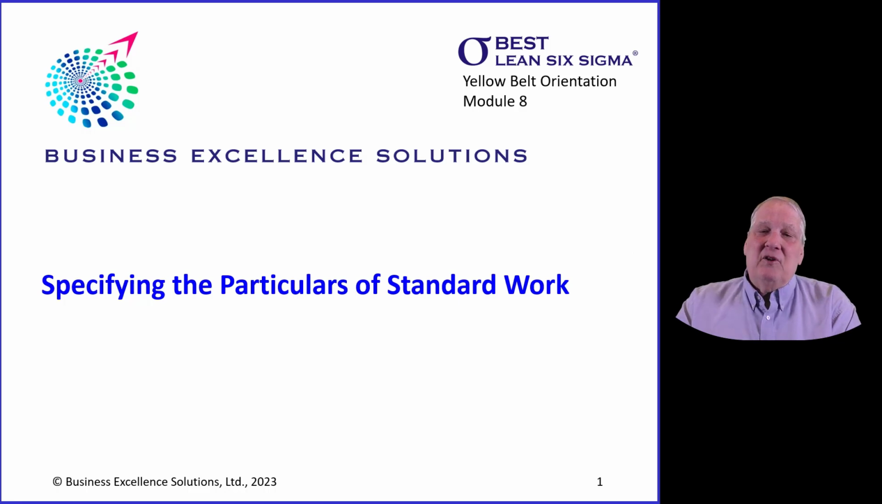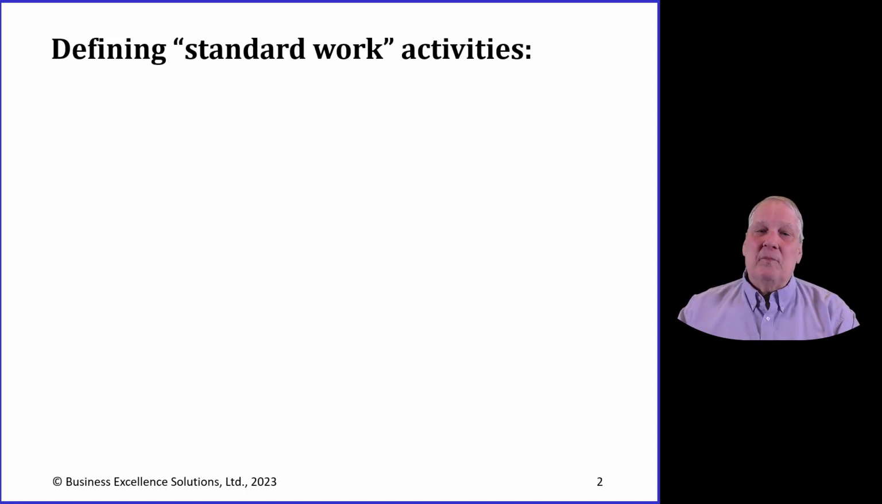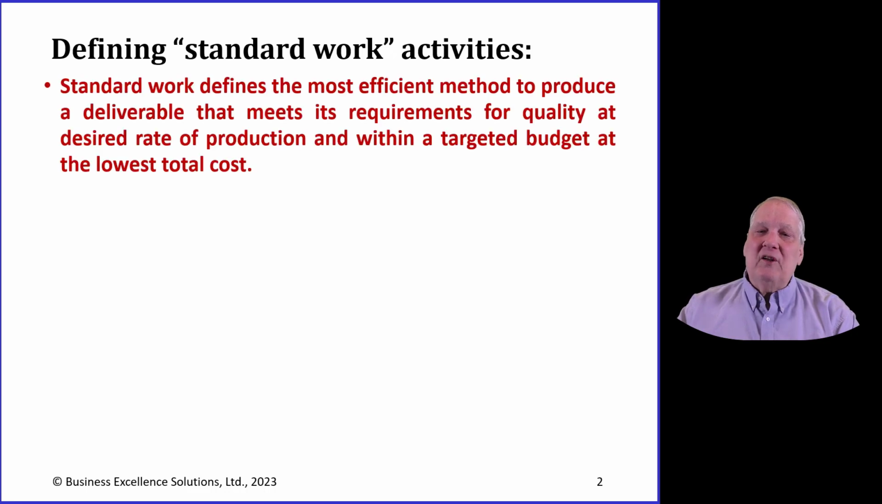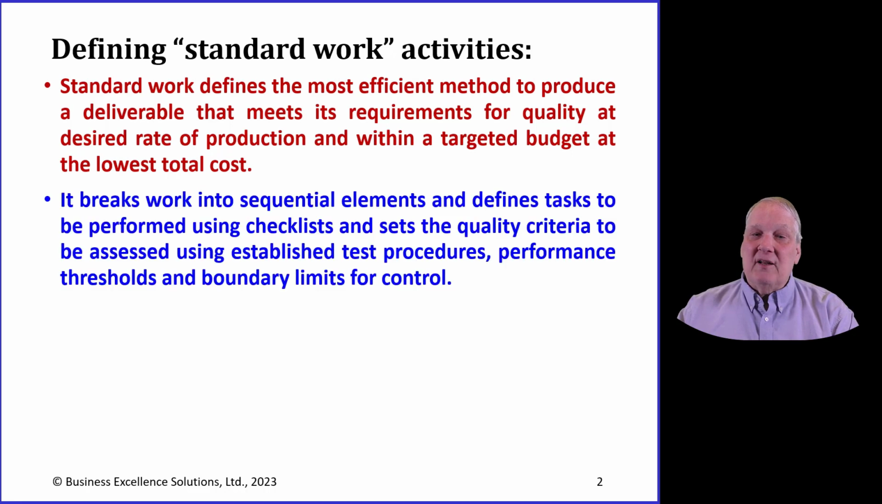So how can we actually build up a standard work system? Defining standard work activities, what does it mean? Well, standard work is the most efficient way to produce a deliverable that meets the requirements for quality at the desired rate of production within a targeted budget at the lowest total cost. So that seems like an awful lot wrapped into that definition.